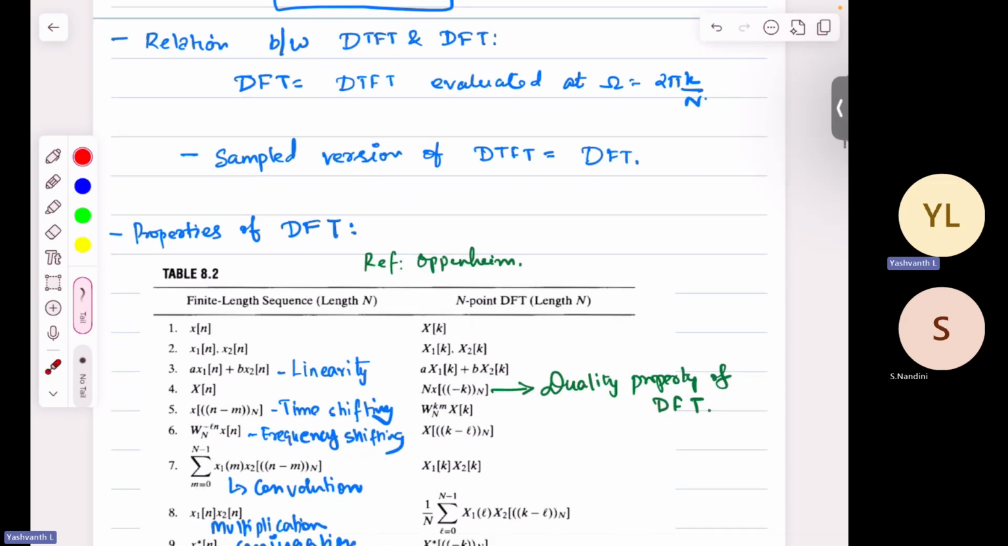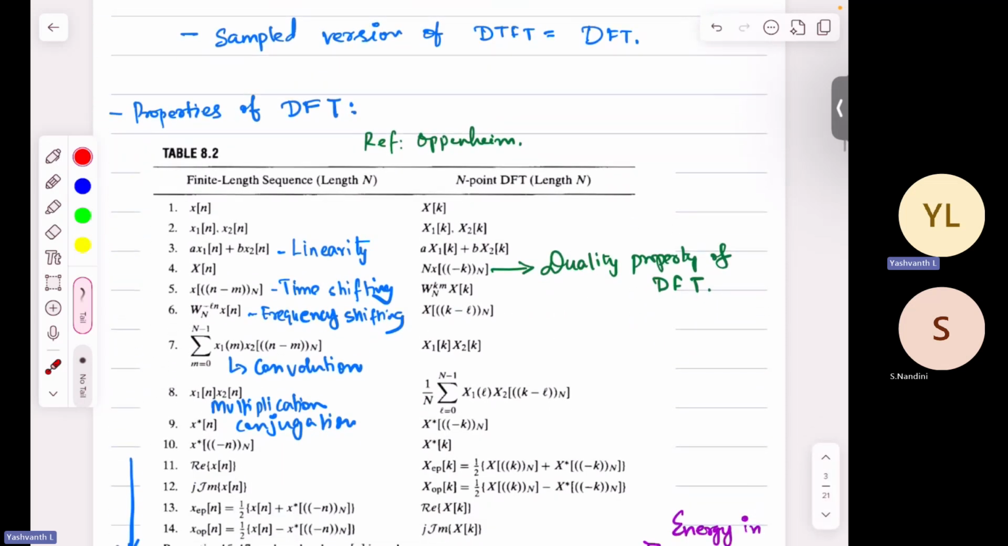Now, properties of the DFT, right? So if you have a discrete time signal x of n, and let's say its DFT is X of k, then the following properties hold. A times x1 of n plus b times x2 of n has a DFT a times X1 of k plus b times X2 of k. That's called the linearity property of the DFT.